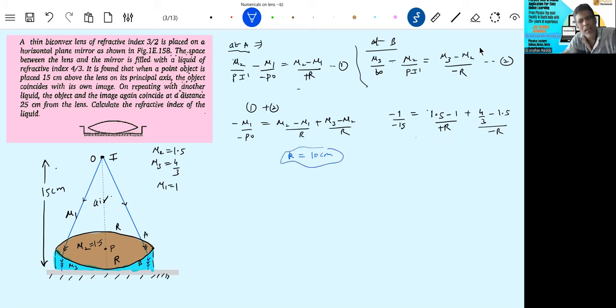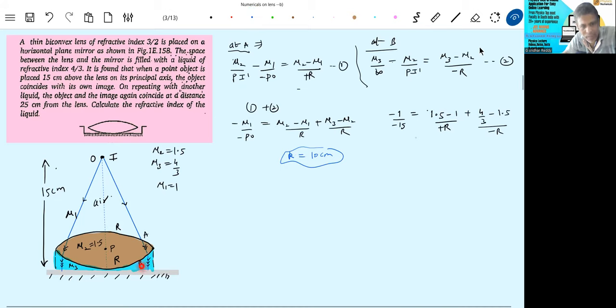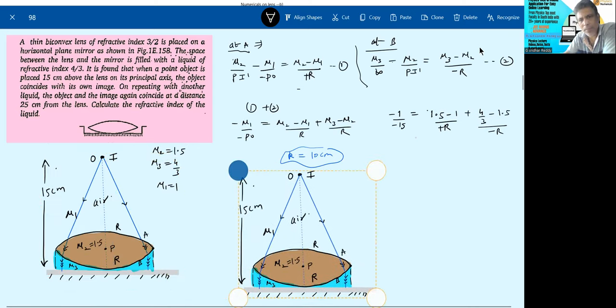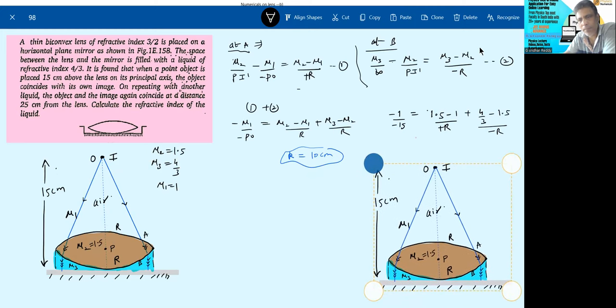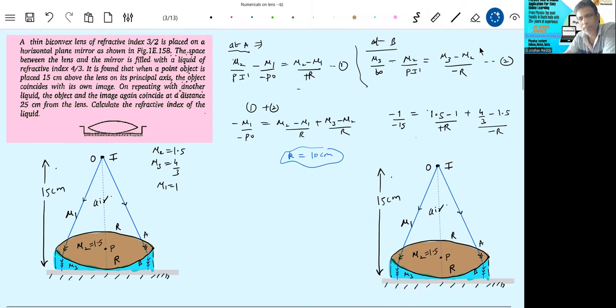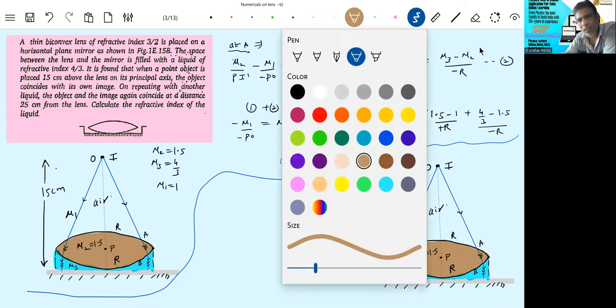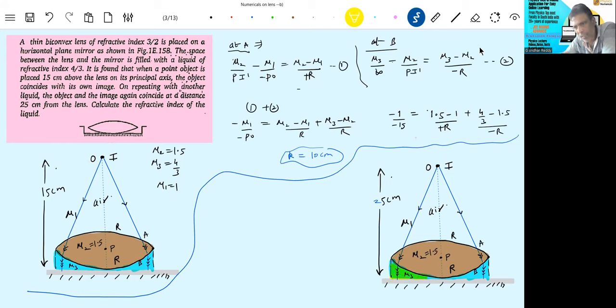Now, again, we'll change the same diagram. Another liquid is brought here. On repeating with another liquid, the object and image again coincide at a distance of 25 centimeter from the lens. The same situation, it will be 25 centimeter. In the second situation, this will be 25. The liquid here will be some other liquid. I'm changing color. Earlier it was blue, now it will be green color. We have to calculate the refractive index of this liquid, mu 4, I'll write it.